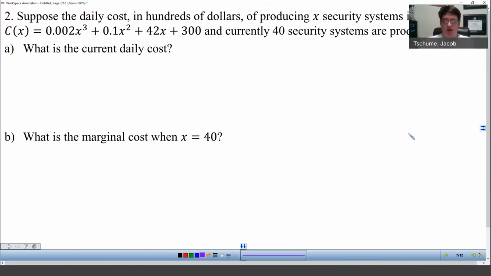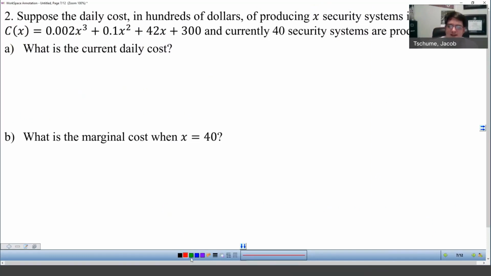All right, let's do another one. Like I said, a lot of multi-part questions in this section. Number 2, suppose the daily cost in hundreds of dollars of producing x security systems is C of x equals 0.002x cubed plus 0.1x squared plus 42x plus 300. And currently you produce daily 40 security systems.